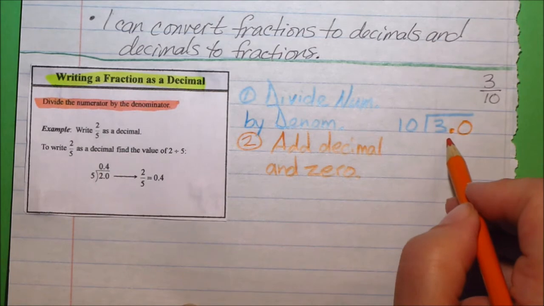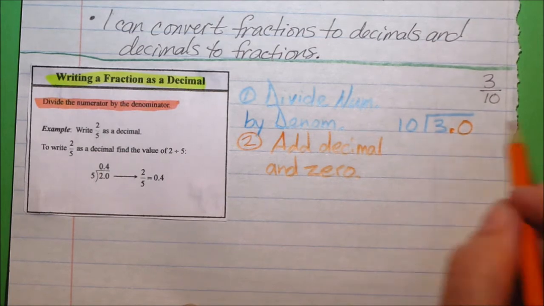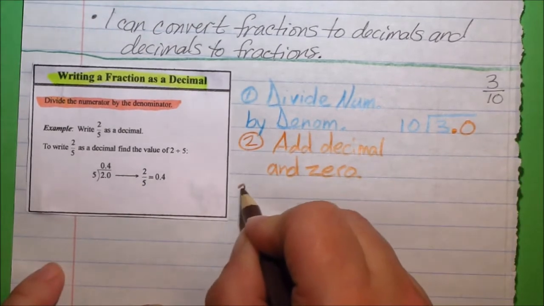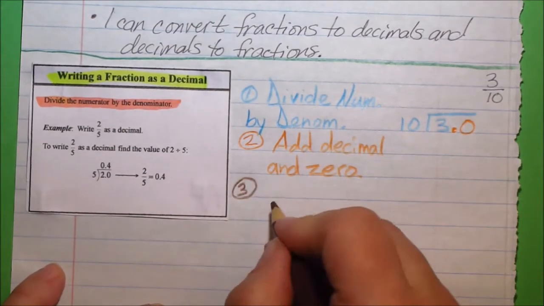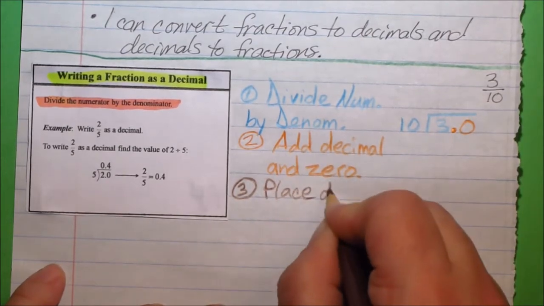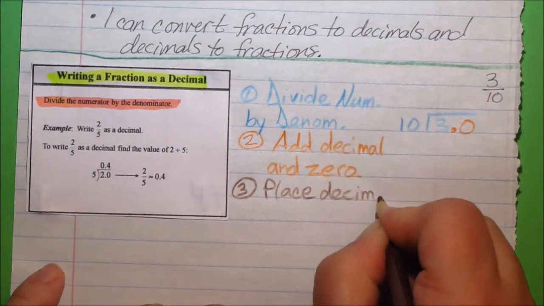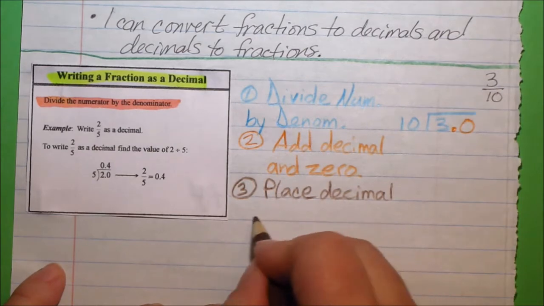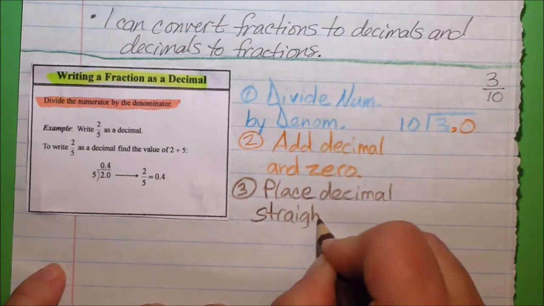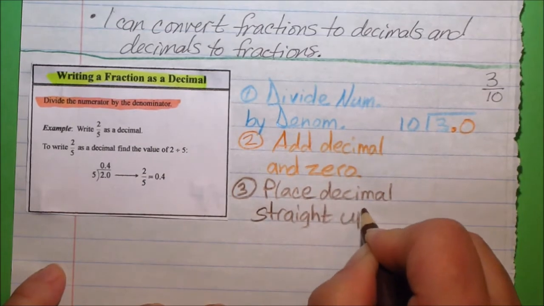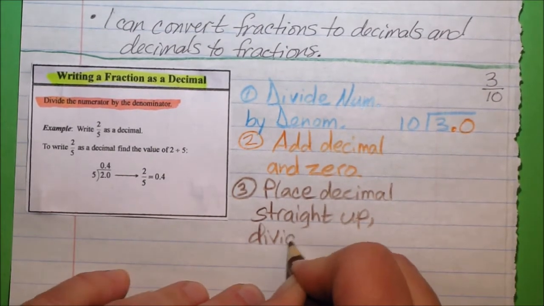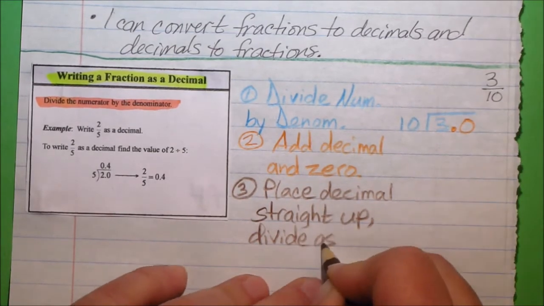But before I go any further, the first thing I need to do, and that's in step 3, is place decimal straight up and then divide as usual.